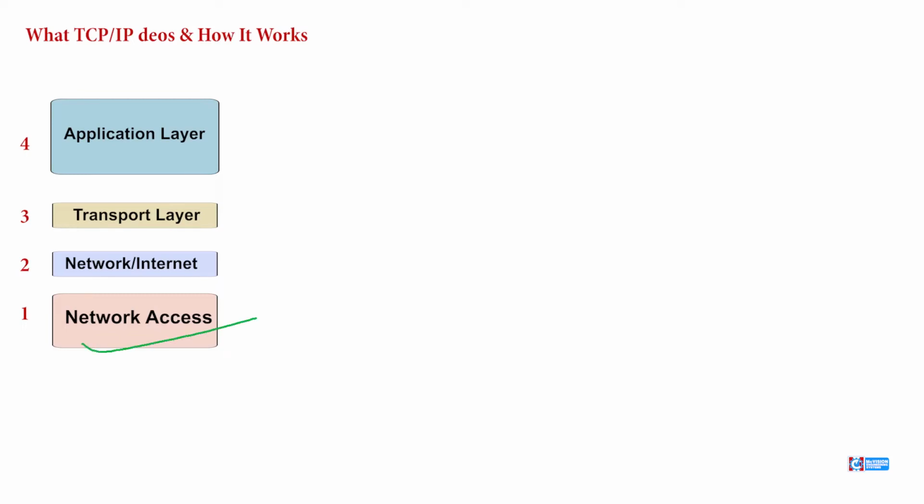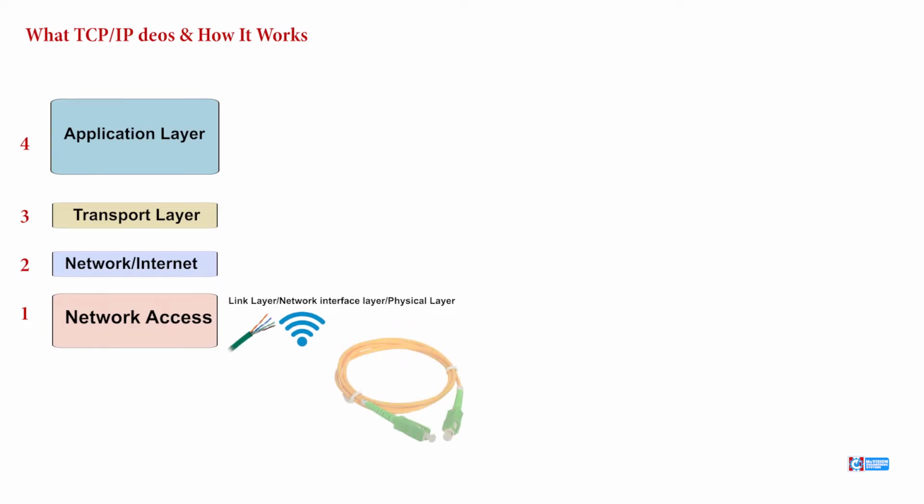Layer 1, which is the network access layer, is also called the link layer, network interface layer, or the physical layer. This layer involves the physical parts of sending and receiving bits, using the Ethernet cable, Wi-Fi, fiber optics cable, network interface card, and so on. In a nutshell, this layer gives other devices access to connect to the network.